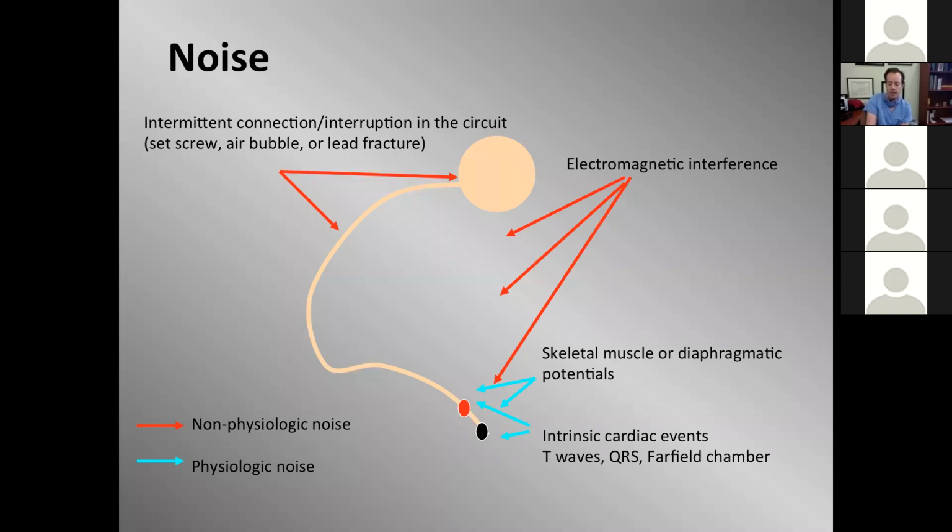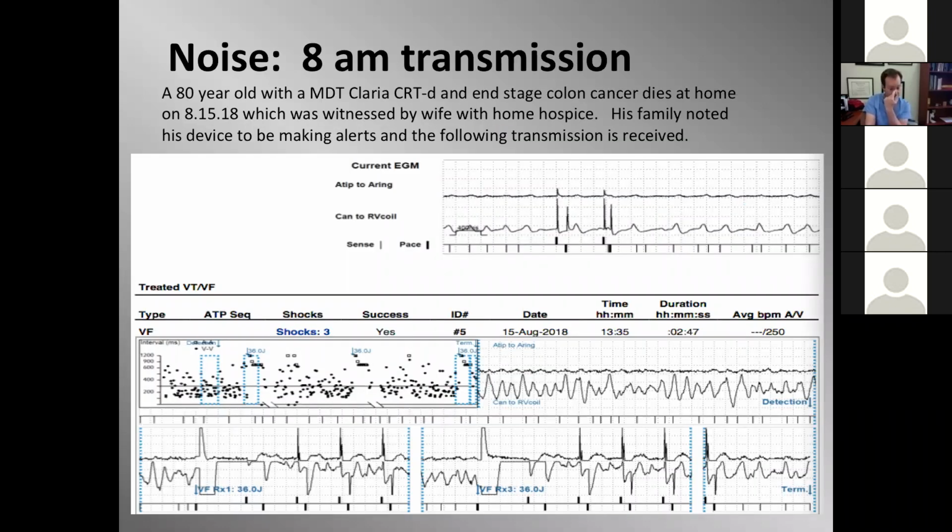So let's pretend we're assigned to be the person on call for our busy device clinic, and it's 8 a.m. and you get this transmission. This is an 80-year-old with a Medtronic Claria CRT-D, end-stage colon cancer, who dies at home on August 15th, which is the date of this transmission. And it was witnessed by the wife.